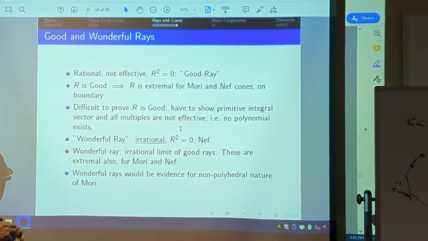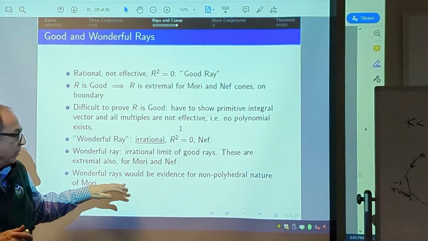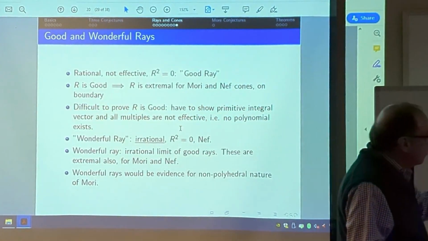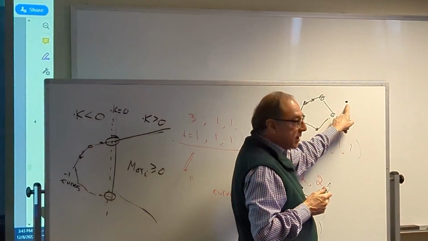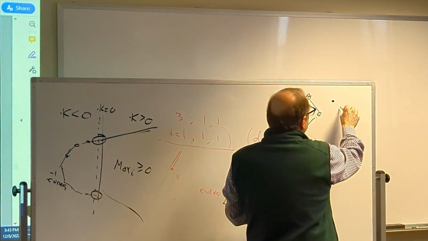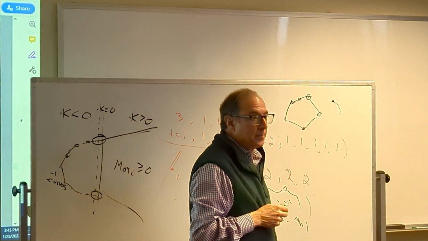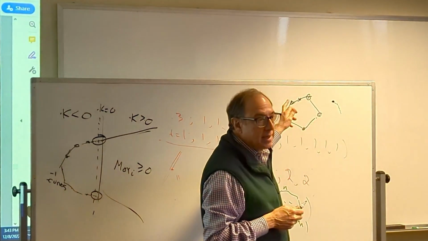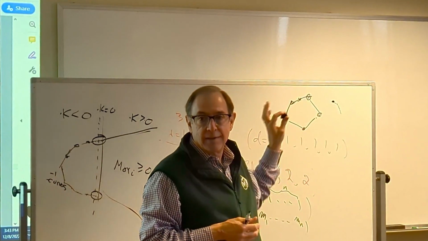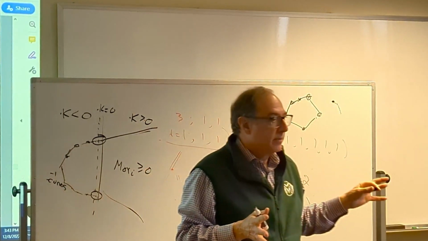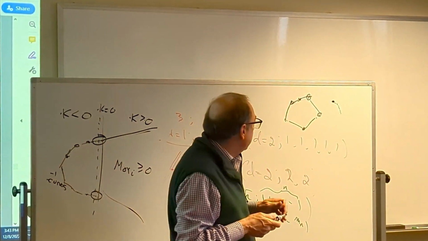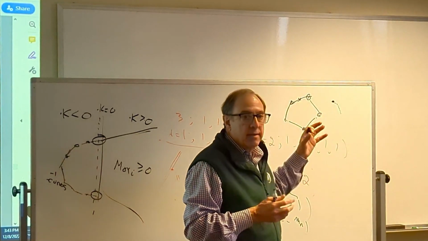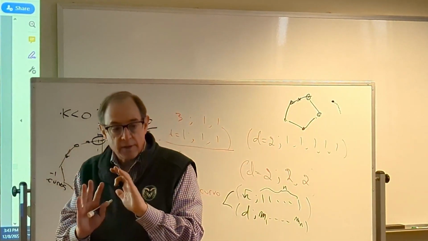And so wonderful rays would be evidence for the fact that the Mori cone is not polyhedral. Right? Because if you have a wonderful ray, an irrational thing, it would have to be the limit of these extremal things. And in a polyhedral cone, the extremal rays are finite and separated from each other, so they don't have limits. So the existence of a wonderful ray would be evidence that the Mori cone and the effective cone have a curved nature to them.